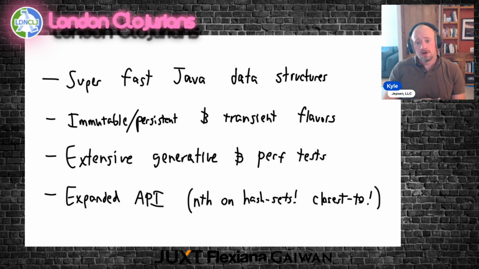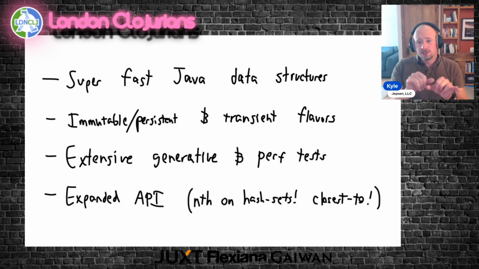They come with extensive generative tests for correctness and performance tests. And one of the neat things about this is that the performance is often within an order of magnitude and sometimes even faster than the Java stock collections. But they're functional. And they've got an expanded API. I can, for example, ask for the nth element of a set or map. That turns out to be really handy for doing random sampling. I can find the closest thing that's just above or just below some index in a sorted collection.